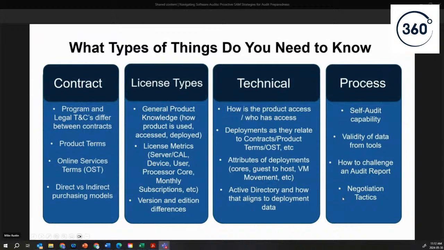So if you're getting audited or you're preparing to do a self-assessment, what are the sorts of things that you need to go out and either start to investigate, or what do you need to know, right? And so the first thing you need to know is your contract. What program are you in? What are the legal T's and C's? Because they differ between contracts, right?